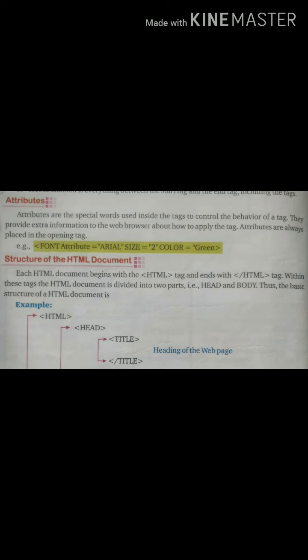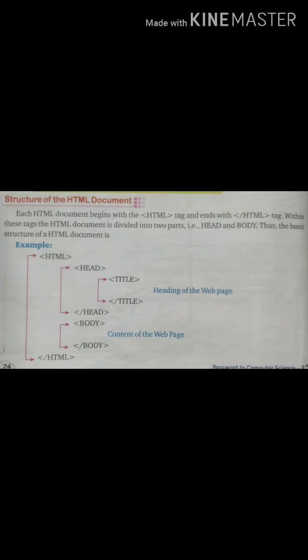Here an example is given: font and its attributes are given as Arial, color and size. When we talk about attributes, it is the way a font will appear. If you write font only, the text will appear, but what will be the color and what will be the size will be decided by the attribute you are using with the font. Understood? Next, structure of the HTML document.